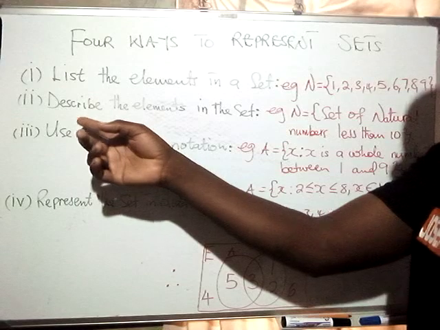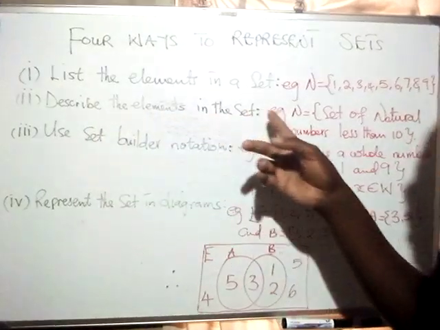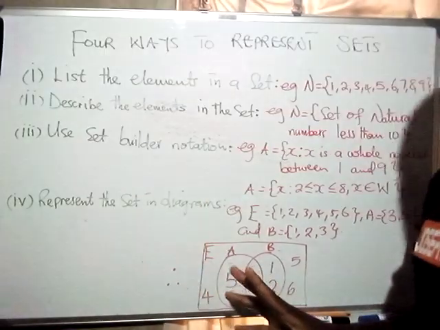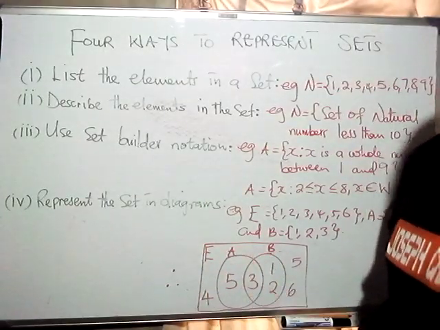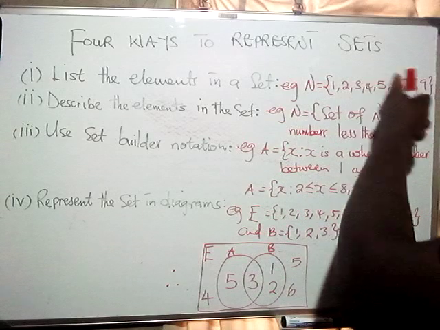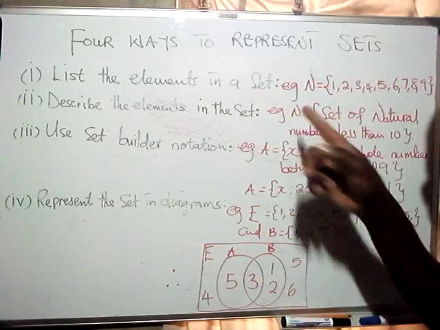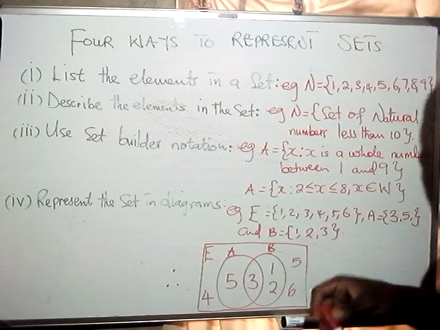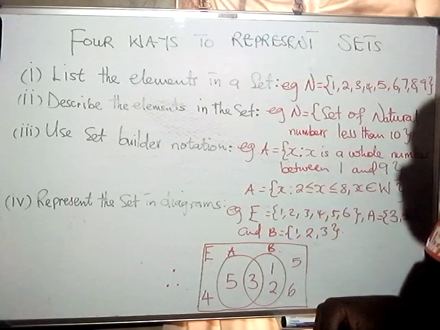Then in number 2, describe the elements in the set. So sets can also be represented by describing. So when you are describing, you are giving it a name. For example, what kind of elements are these? Which is N here. So N is a set of natural numbers less than 10. This one has been described.